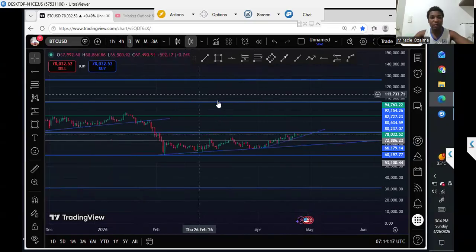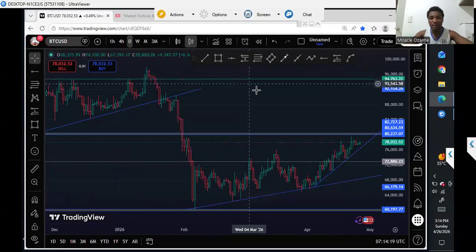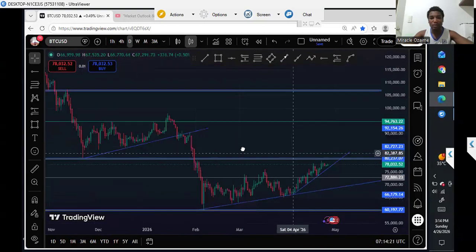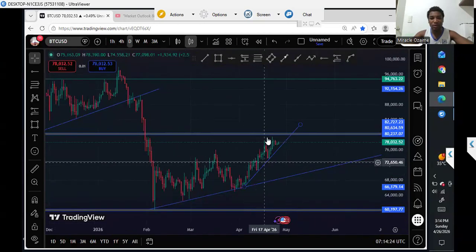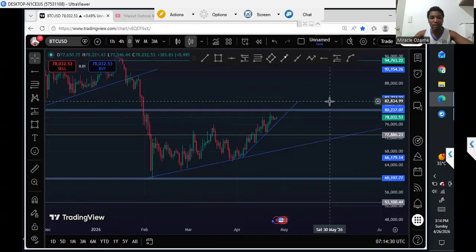So on the daily time frame, however, on BTC, we took this trade towards the upside as well. Correction up, correction up, correction up. So here right now, BTC is looking very corrective.